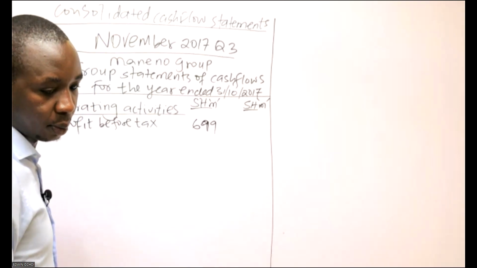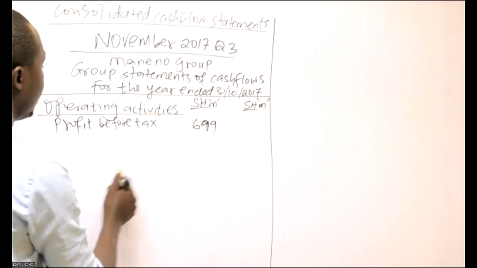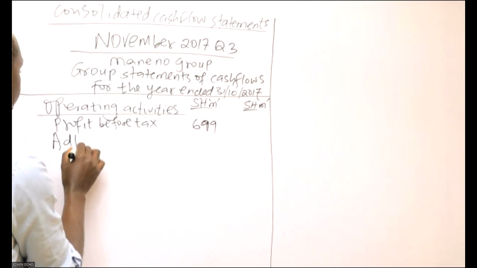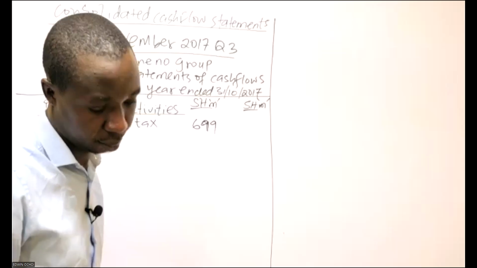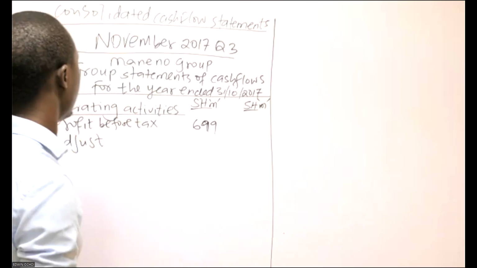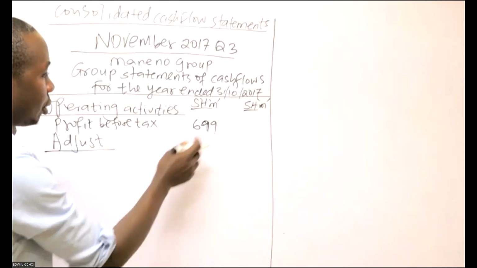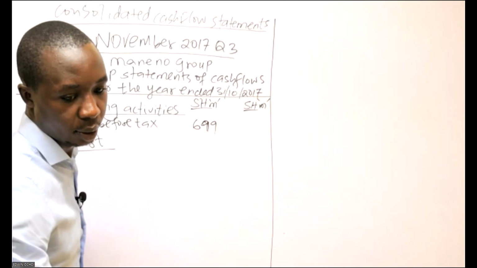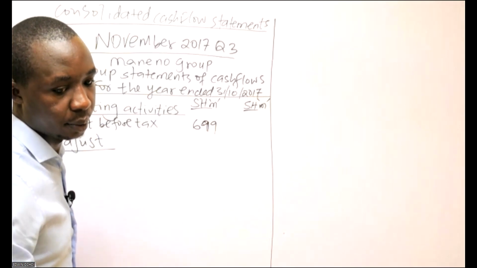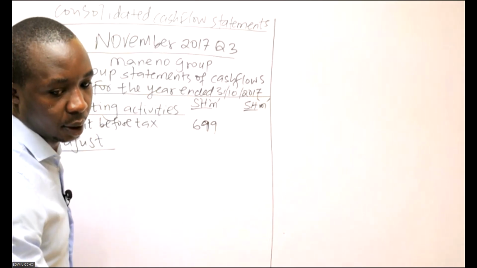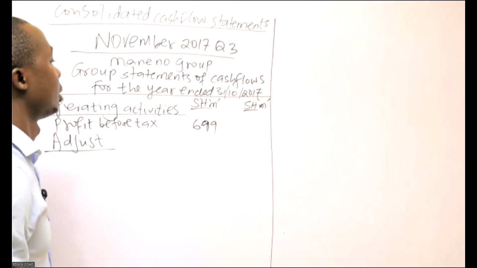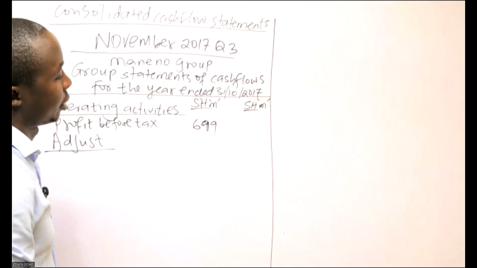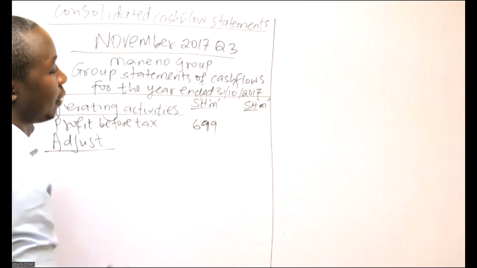So then we adjust this profit. This profit must be adjusted. We adjust the profit against what? Against non-cash flow items, which were adjusted in order to arrive at this.